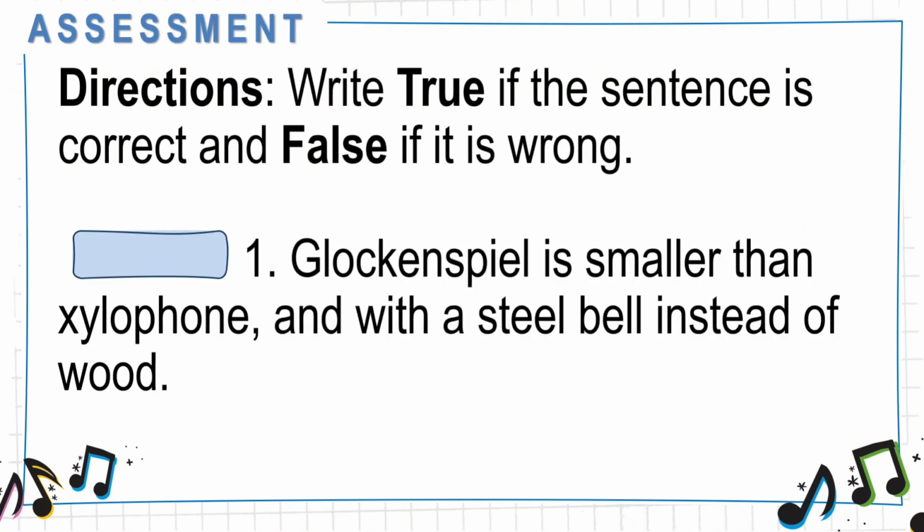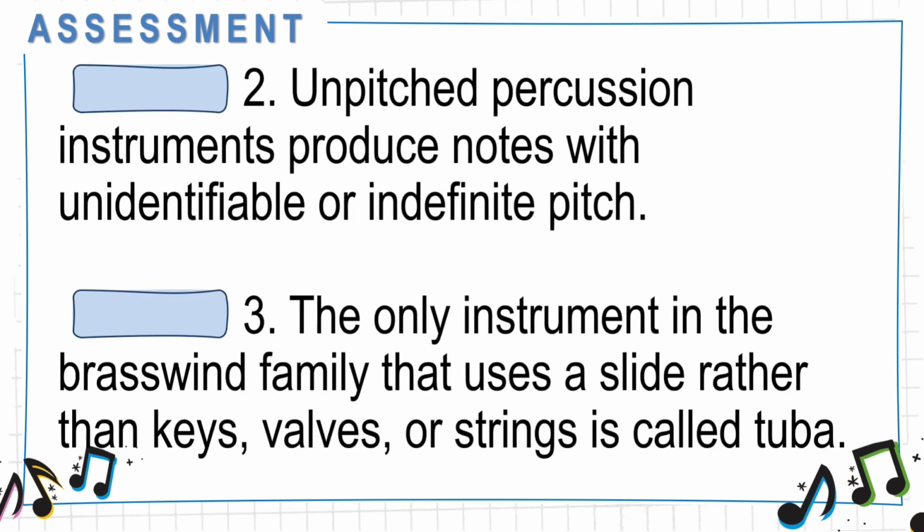Let's do this. Directions: write true if the sentence is correct and false if it is wrong. Glockenspiel is smaller than xylophone and with a steel bell instead of wood. Unpitched percussion instruments produce notes with an identifiable or indefinite pitch.